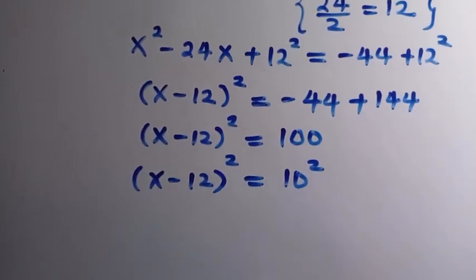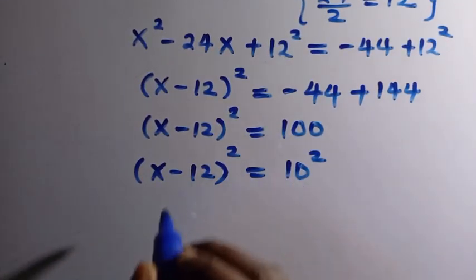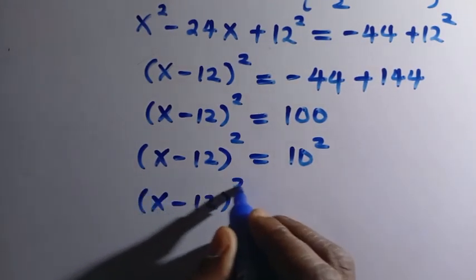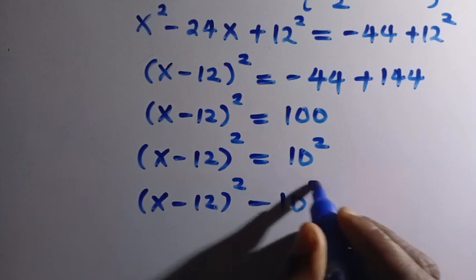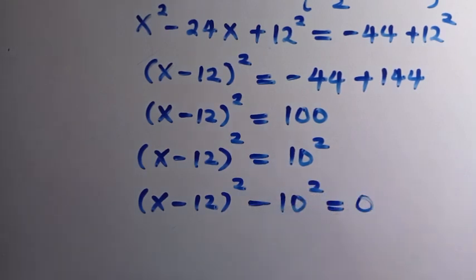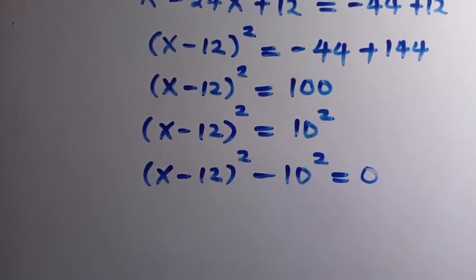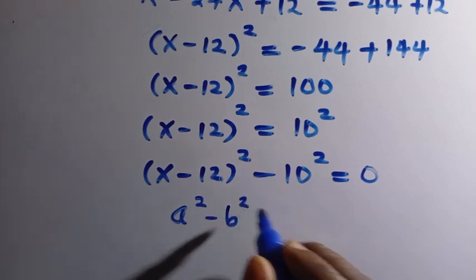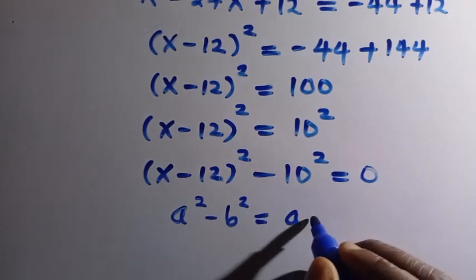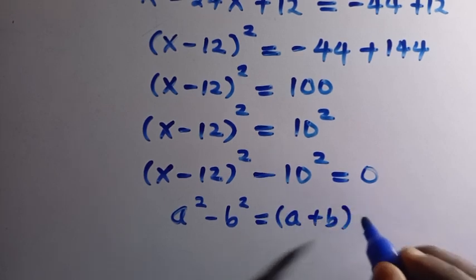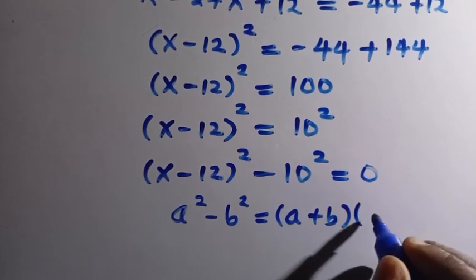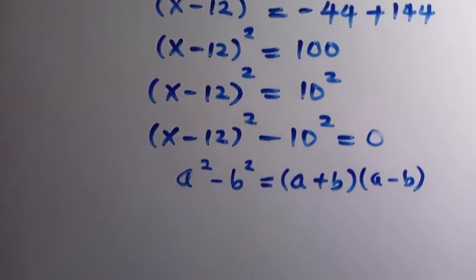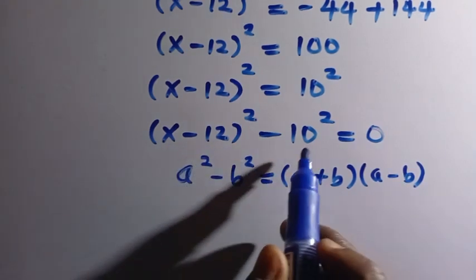And let's transfer 10 here. When we transfer 10 to here, we have x minus 12 squared minus 10 squared equals 0. So from what we have here, this follows when we have a squared minus b squared, this equals a plus b multiplied by a minus b. So here is the difference of two squares. So for this, a is x minus 12 and b is 10.